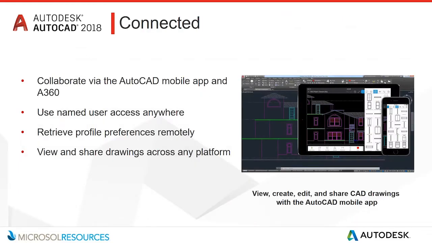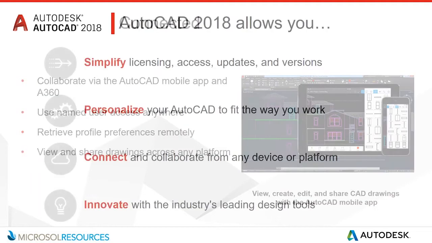In this particular release of AutoCAD, you get, in addition to AutoCAD itself, the AutoCAD Mobile App, and of course you get your A360 account, which means that you can access information from anywhere. You can upload your profile information, which you've been able to do for several releases, and then download that locally. And we have something called View, which will allow us to publish drawings to our A360 account, and then we can share them and view them really across any platform. So it can be Windows, Mac, iOS, or Android.